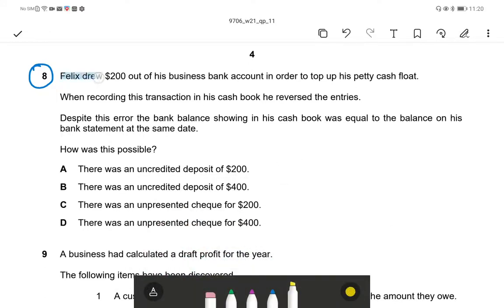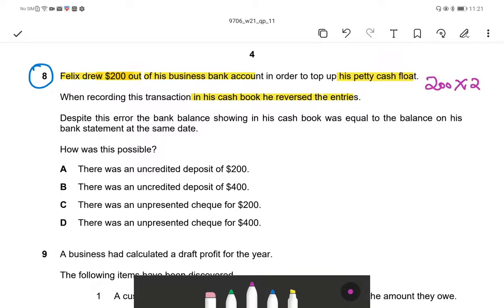Felix drew $200 out of his business bank account in order to top up his petty cash float. When we withdraw cash from the bank account, the bank balance will decrease. When recording this transaction in his cash book, he reversed the entries. There was a mistake. Reversing the entry means it came on the debit side instead of the credit side, which means a double effect.